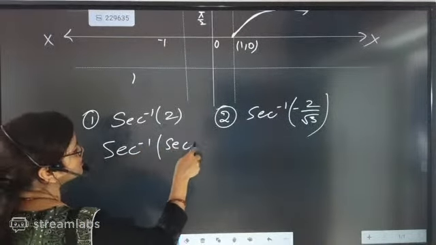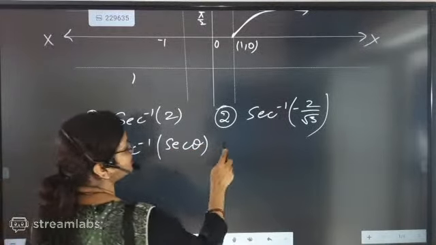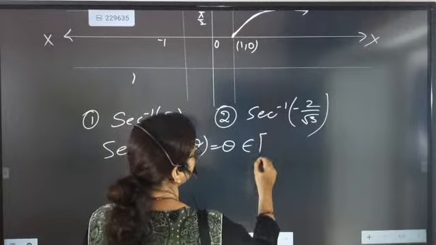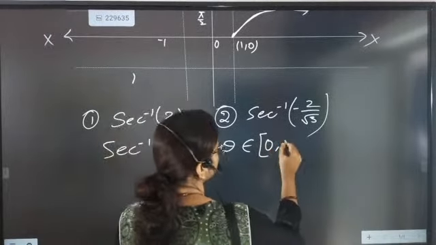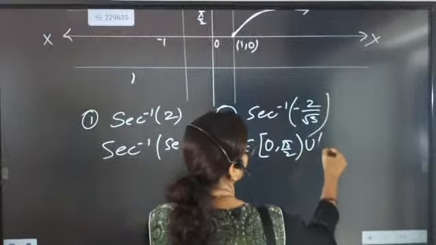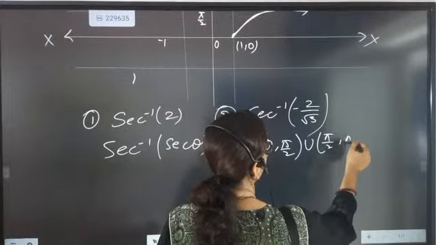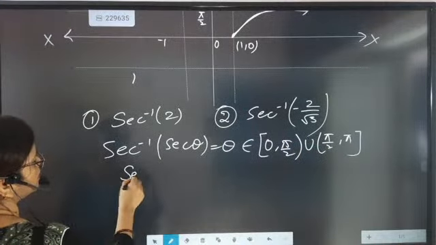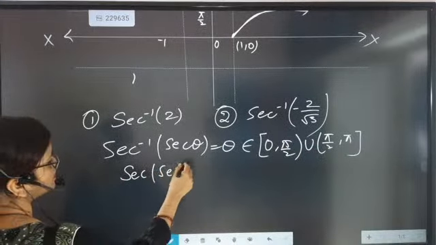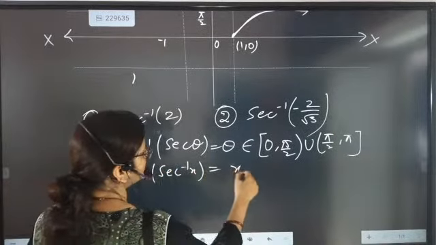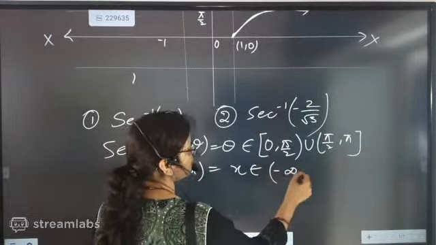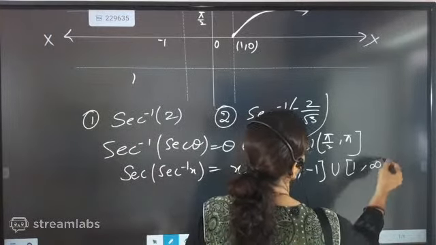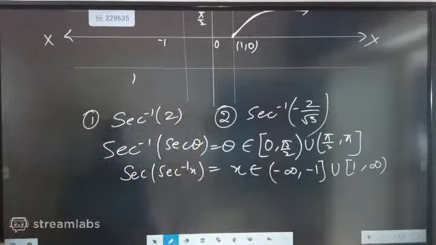Secant inverse of secant theta gives exactly theta, and theta lies in the closed interval 0 to pi by 2 and pi by 2 to pi. For secant inverse x, we are getting x, and x lies between minus infinity to minus 1 union 1 to infinity. Now this value I have left. Now tell me the answer.